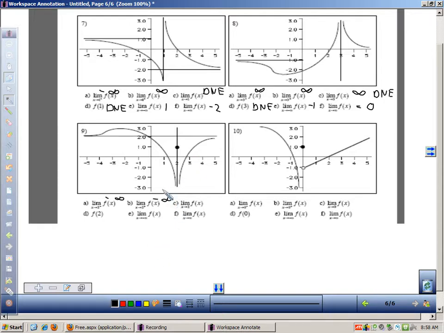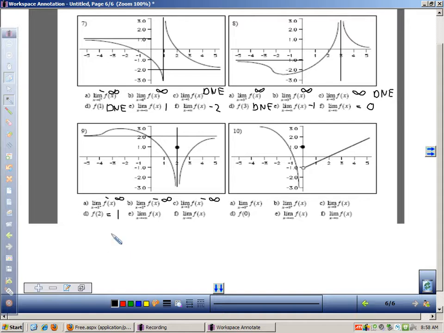So now let's be careful with this one. The limit as x approaches 2, what's our limit? Is it the same from the right and left? It is, so that would be negative infinity. What's the function value at 2? It gives us a dot at 1. So the function value equals 1.